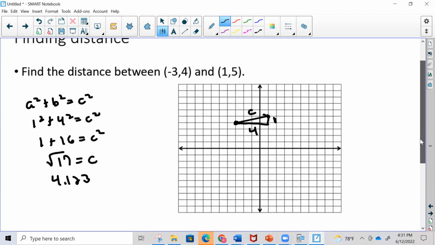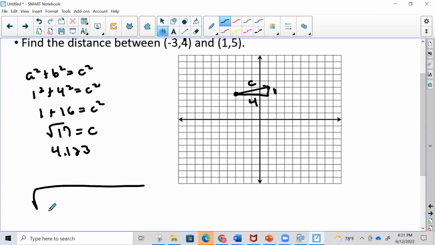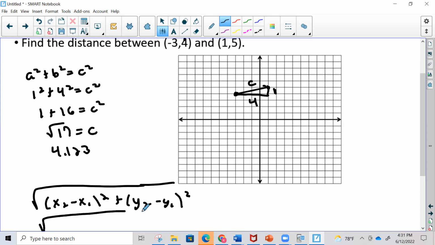You could also do the distance formula. So with the distance formula, you wouldn't even need to graph it. You would just label it x1, y1, x2, y2, and you would plug it into that distance formula. The distance formula again is the square root of (x2 minus x1) squared plus (y2 minus y1) squared. That's all under the square root.